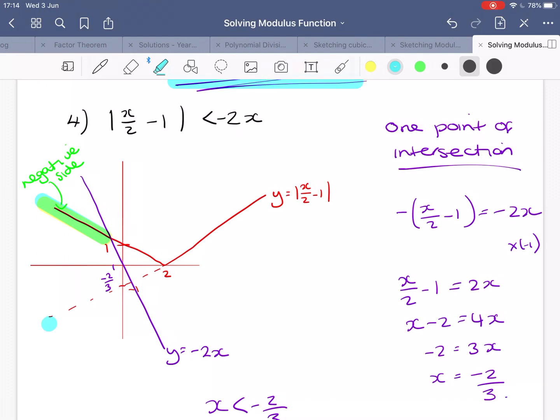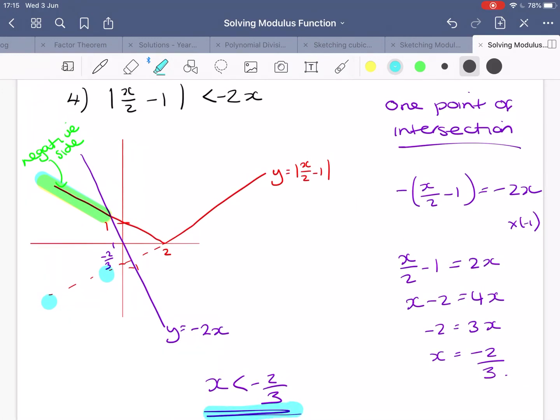So you're doing when minus x over 2 minus 1 equals minus 2x, and so you end up with a value of minus 2/3. There's only one value to this, there's only one point of intersection, and you want to know when the modulus graph is below the line. So that's when x is less than minus 2/3.